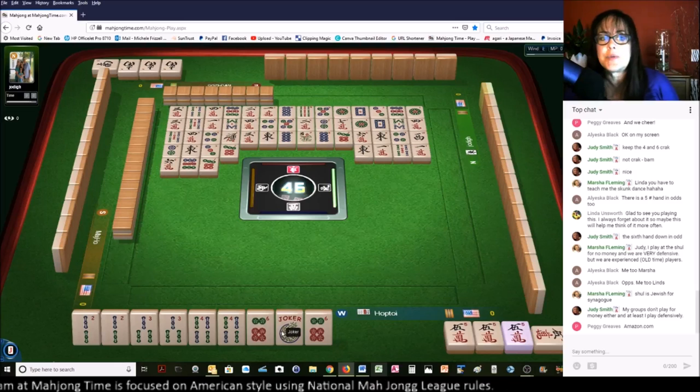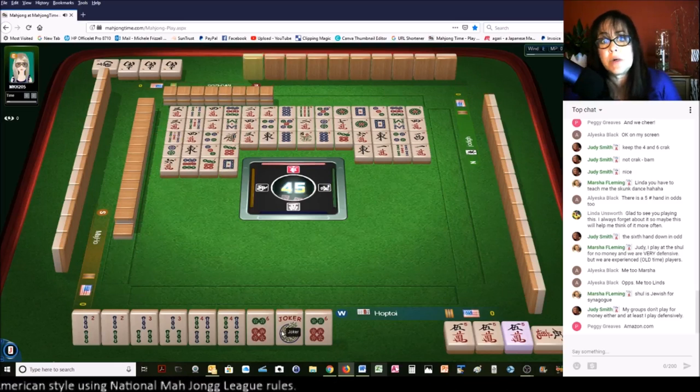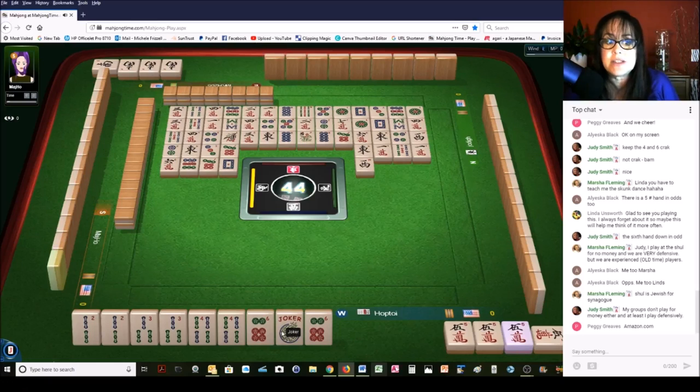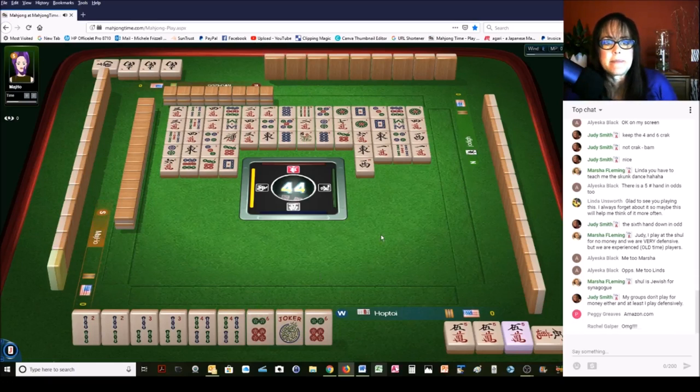We need a six dot to win, and we are in semi-stealth mode. Nobody knows what we're playing. We have one exposure. If you have one exposure, nobody knows what you're doing, unless they have a photographic memory and they know exactly what you've discarded. Green dragon.